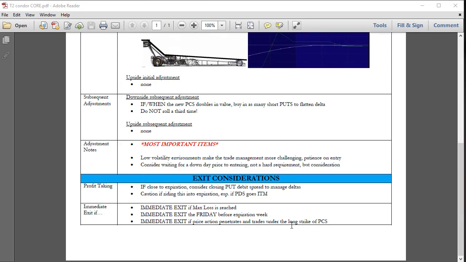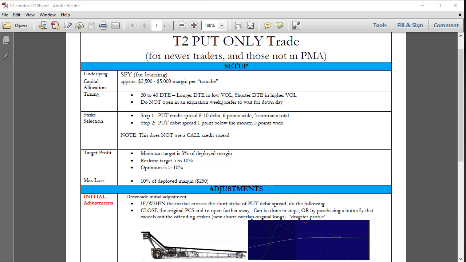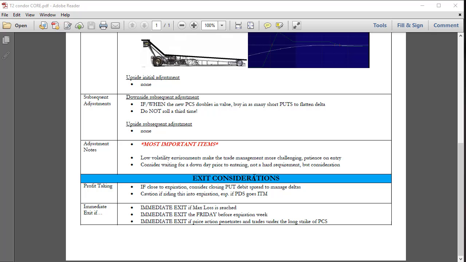And if the market has penetrated and traded under that long strike, that means it has moved a significant amount in distance in a short amount of time, because we're opening these 20 to 40 days to expiration. So don't even play around with it. If you haven't hit your maximum loss and it's moved that much distance, close the trade. It's done. It's over. You're opening up the next cycle, maybe in a few days, maybe in a couple weeks. You're always going to have another trade coming around the corner.